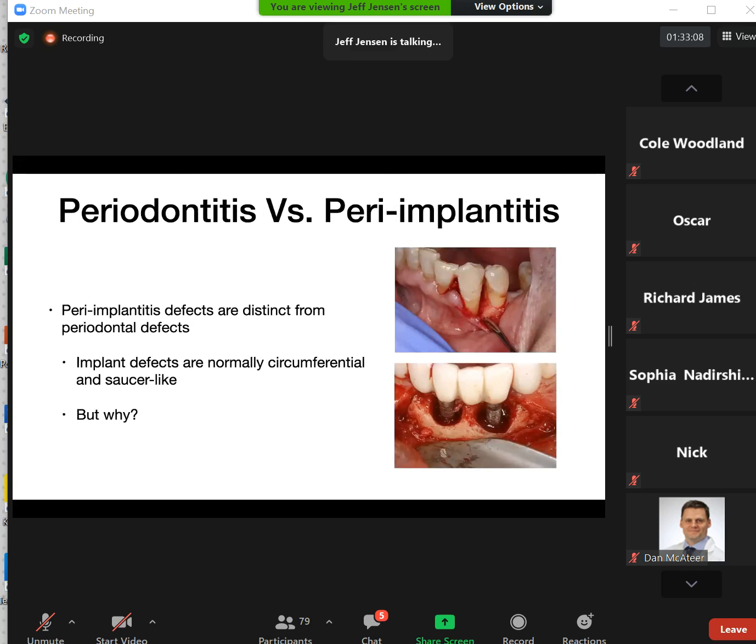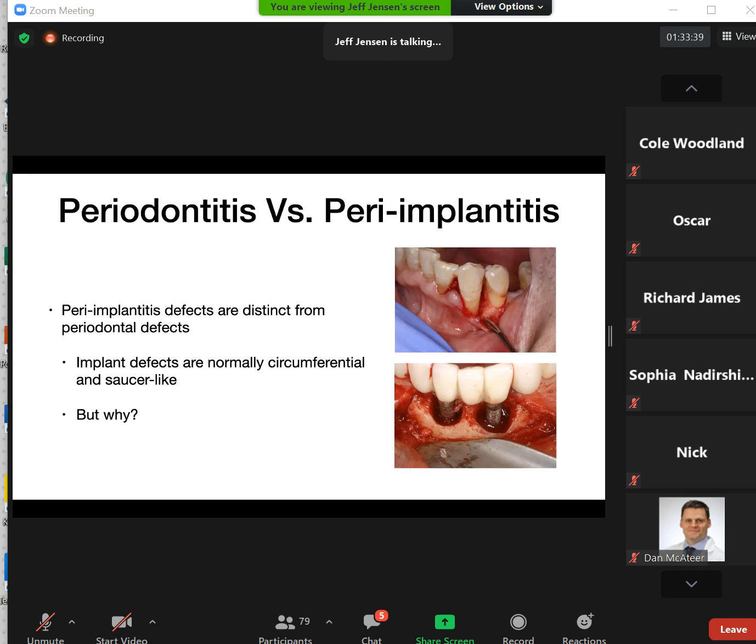A couple of things here. Peri-implantitis, typically the defect around an implant is a little different than around a tooth. On teeth, like we talked about, a lot of times we'll see a vertical defect or localized defect. But in implants, a lot of times what we see is a circumferential defect around the entire implant, and it can become saucer-like. And the question becomes why. And there's a lot of theories as to why that happens.